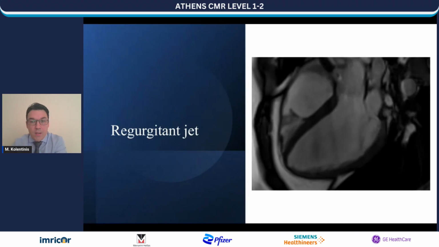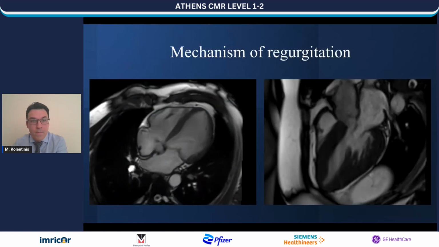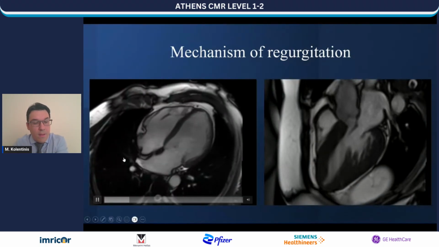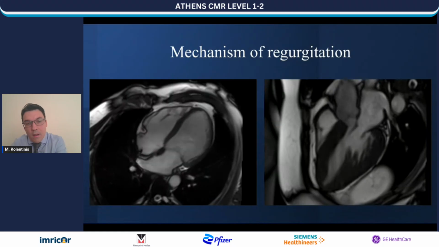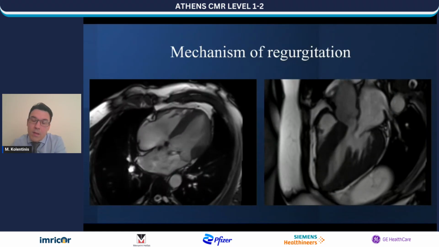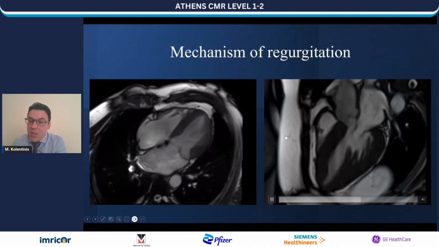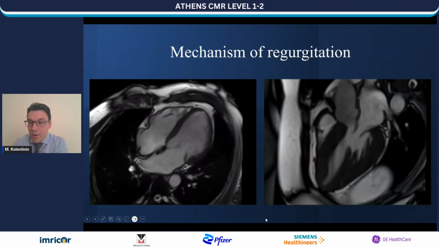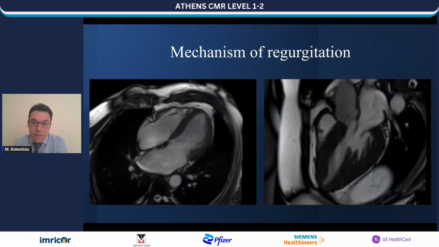This is a regurgitant jet. In the aortic valve, you can clearly see it. It looks black, and it contrasts really well with the blood pool. As for the mechanisms of regurgitation, the left patient has mitral regurgitation due to posterior leaflet prolapse. The next patient has hypertrophic cardiomyopathy with systolic anterior motion of the mitral leaflets, so he has secondary mitral regurgitation.